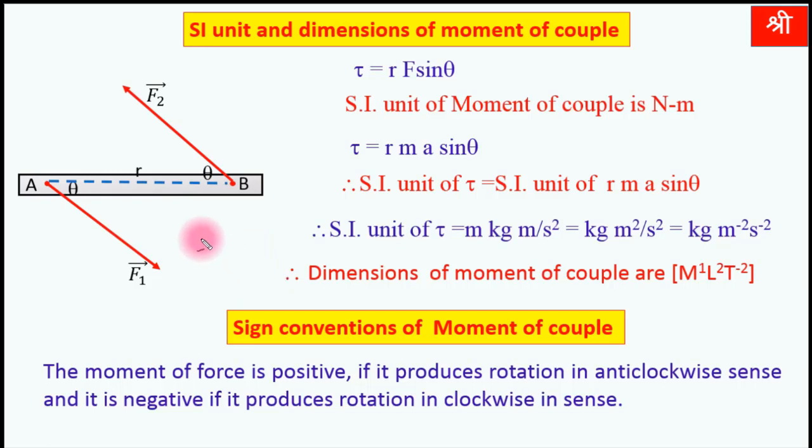On the other hand, if the moment of couple rotates the body in a clockwise direction like this, clockwise direction in this way, if moment of couple rotates the body in a clockwise direction, then that moment of couple is taken as negative. So these are the sign conventions for moment of couple.